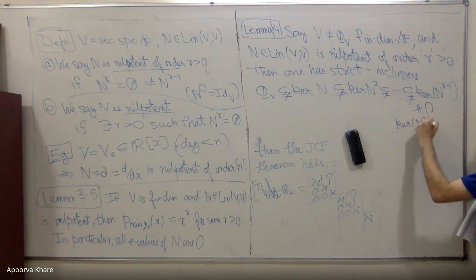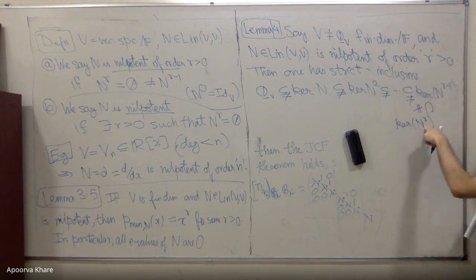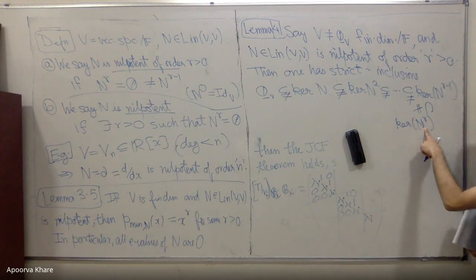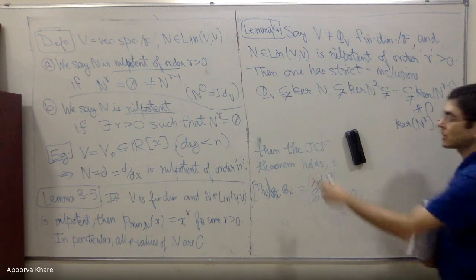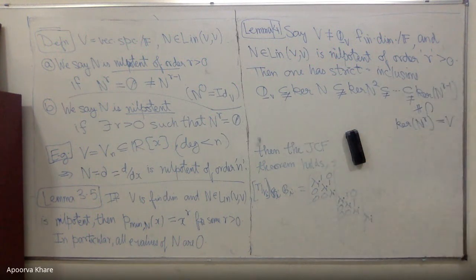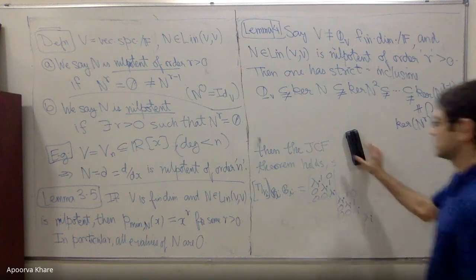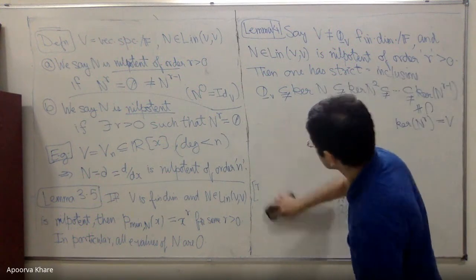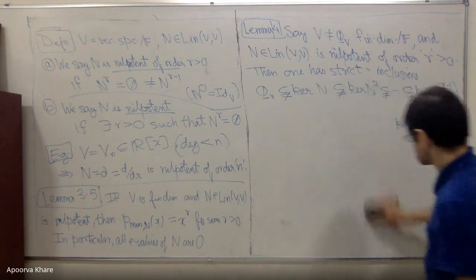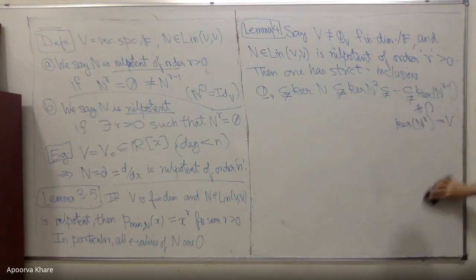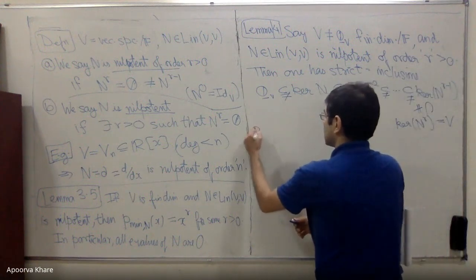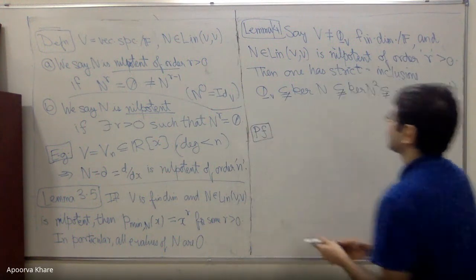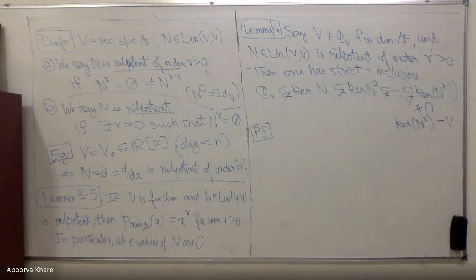But what was n to the r? It's nilpotent of order r, so n to the r is identically 0. What is the kernel of the 0 map from V to V? This is all of V. So starting from the 0 vector space, going to all of V, you have a chain of strict inclusions. The proof is not hard. The first point is because V is not 0 and n is nilpotent, one has strict inclusions. Okay.